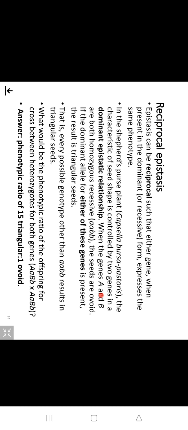In other words, A is complementing B. When B is not there, A is doing the work. When A is not there, B is doing the work. So when either of the genes is present, the seeds are actually triangular.